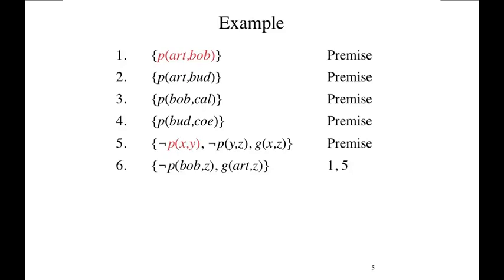We start by resolving the clause on line 1 with the clause on line 5 to produce the clause on line 6. We then resolve the clause on line 3 with the result to derive the conclusion that Art is the grandparent of Cal. Okay, this is interesting, but not what we set out to prove, so we need to continue the process.